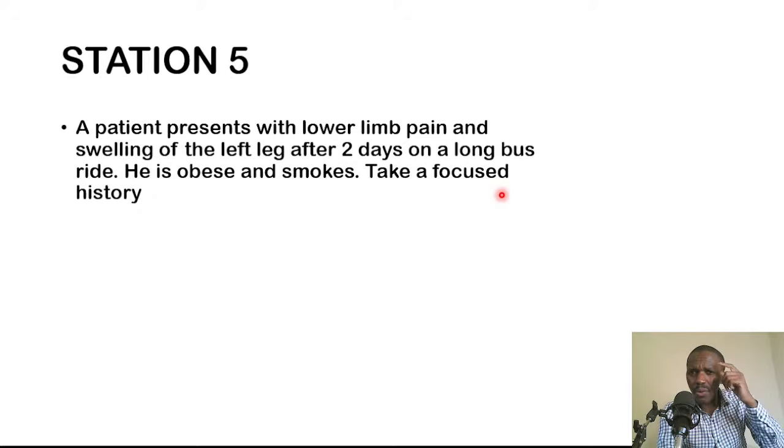So you should think in mind, what are they leading me towards? What is causing this? So this person has lower limb pain, they have swelling, they have been on a bus ride. This is a risk factor for deep vein thrombosis. So your history should be focused towards deep vein thrombosis.